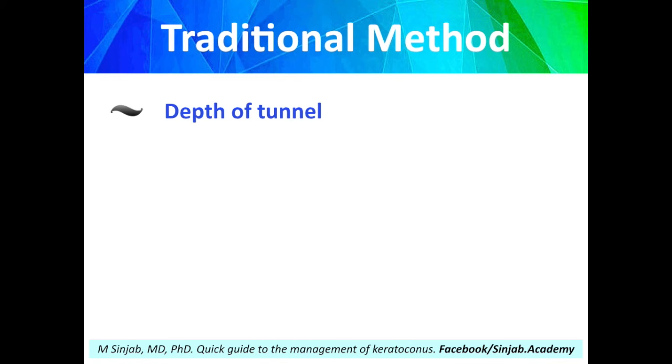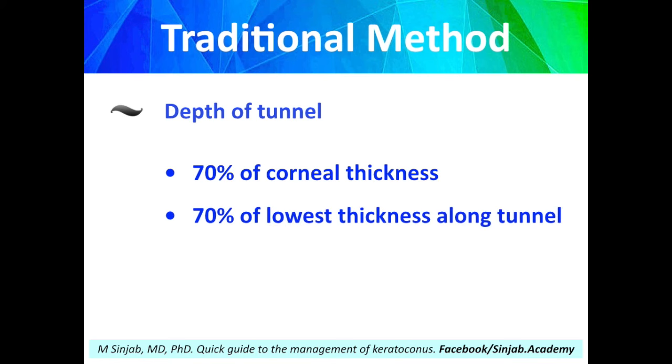Number 6, the depth of tunnel. Some studies recommend the 70% of corneal thickness without mentioning the meaning of corneal thickness. Is it the central thickness? Is it the thinnest location? Is it the thickness along the tunnel or at the incision? While other studies recommend 70% of the lowest thickness along the tunnel, and some studies also recommend 70% at incision site. And you may find some studies recommending 80% instead of 70%.